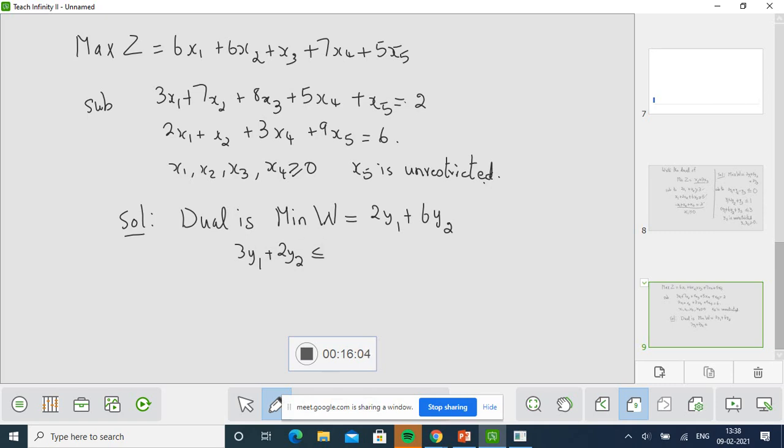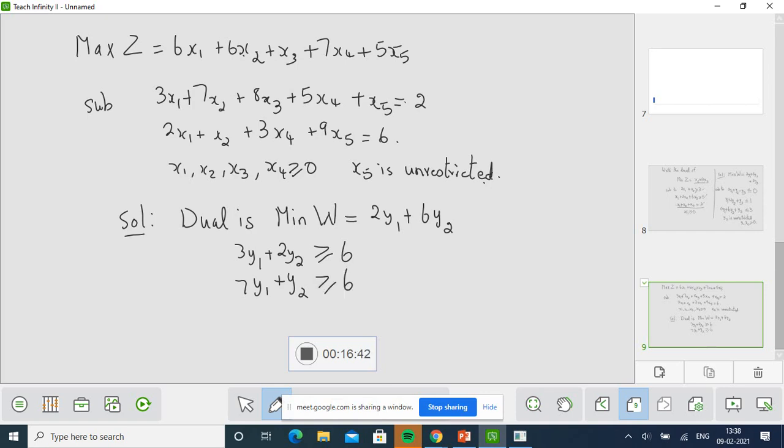Should it be less than or equal to, greater than or equal to, or equal to? Minimization, so it should be greater than or equal to. The coefficient of x1 in the cost function here is 6. So 3y1 plus 2y2 is greater than or equal to 6. Then 7y1 plus y2, I am writing for x2. The coefficient of x2 in the objective function is 6, so again greater than or equal to 6.